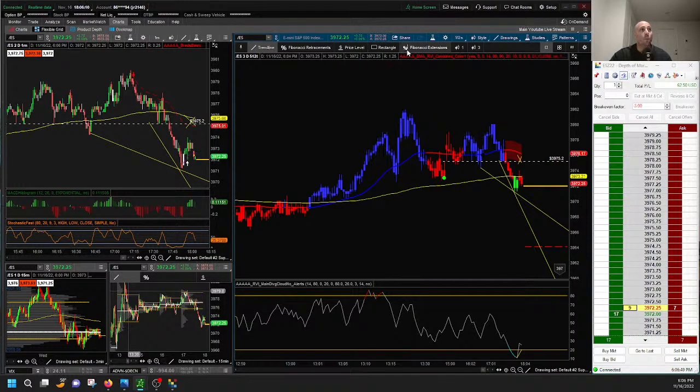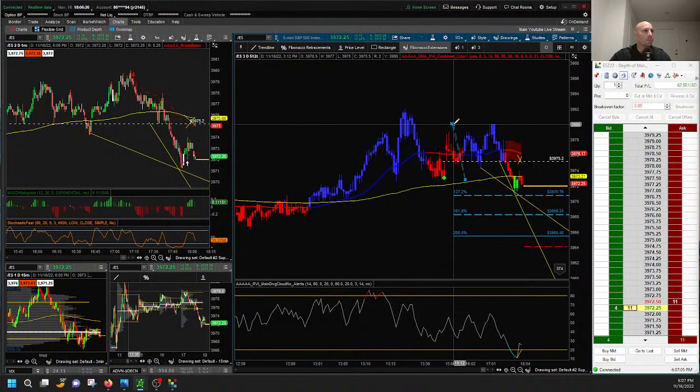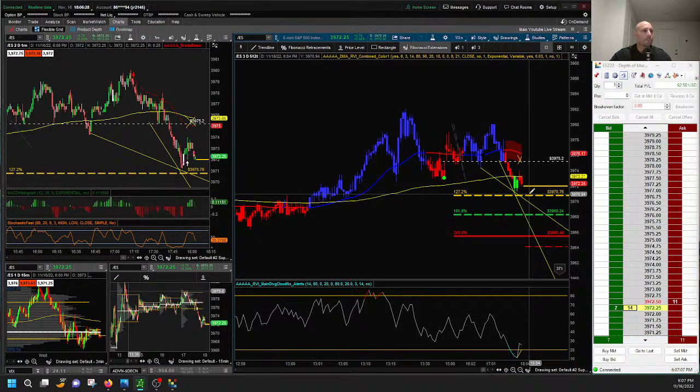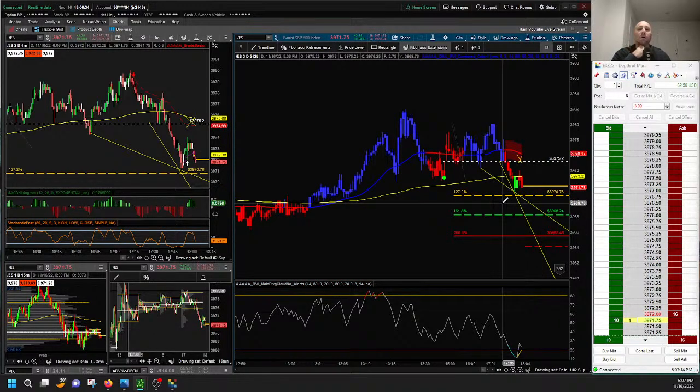Now, take it one step farther. Let's grab our Fibonacci extension tool and go from this low to this high, which is this entire leg, right? And let's look for some fib retracements. Okay, so now we have certain levels that potentially might work.